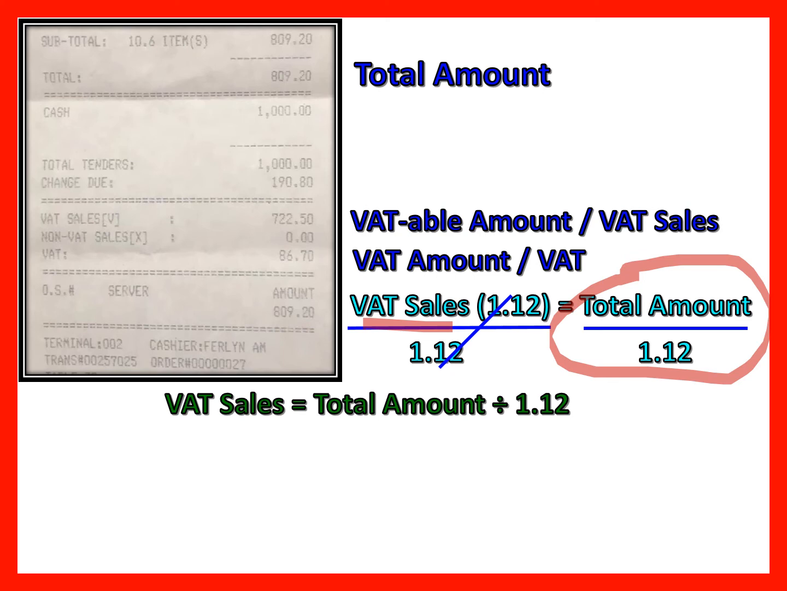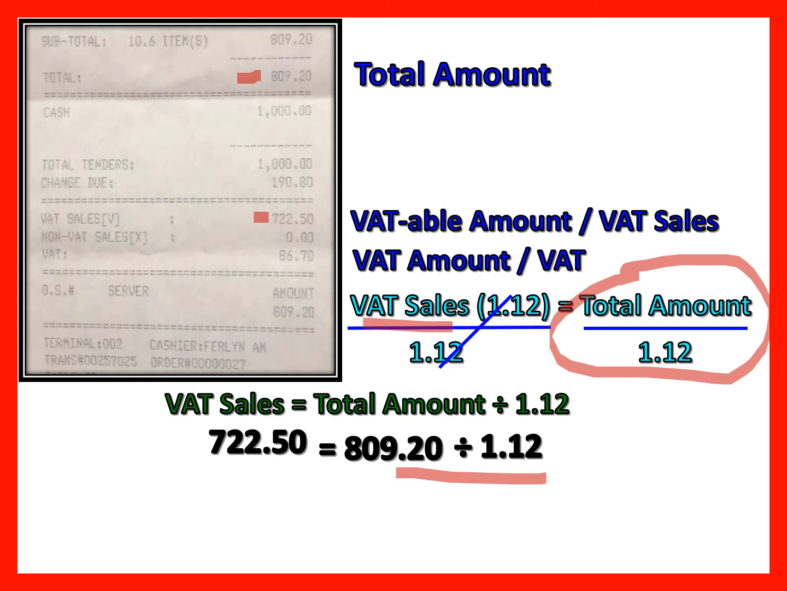From the given receipt, our VAT sales, we have 722 pesos and 50 centavos equals 809 pesos and 20 centavos, because that is our total amount, and we will divide it by 1 and 12 hundredths. Okay? So dividing this, that is 722 pesos and 50 centavos. Okay? So once again, since this is equal to the VAT sales, the process of computation is correct.